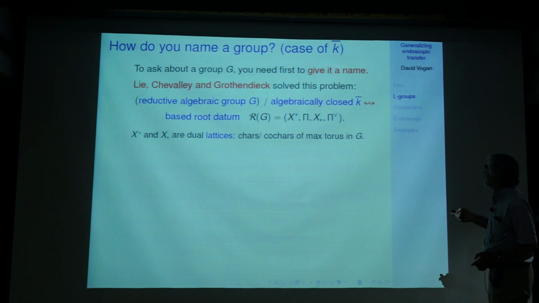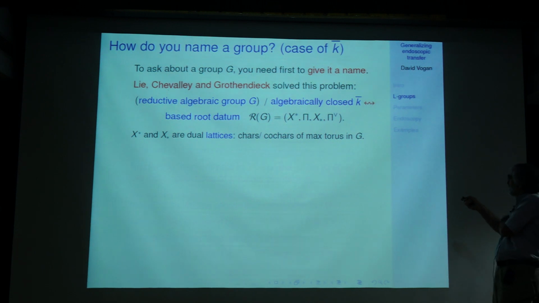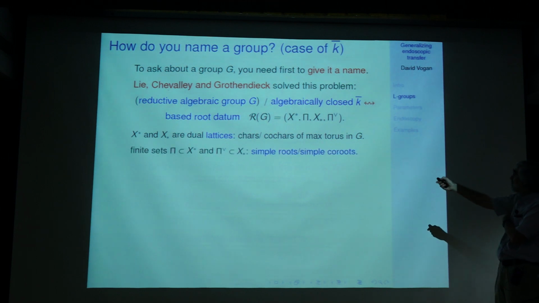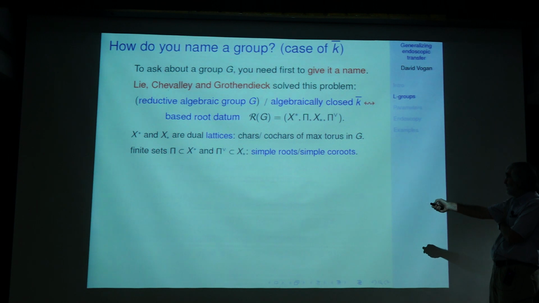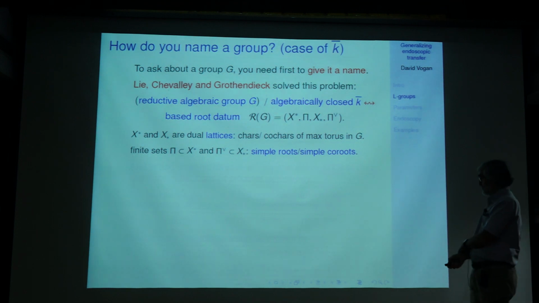You pick a maximal torus in G, and then X upper star is the lattice of characters of that maximal torus. X lower star is the lattice of co-characters. Inside the character lattice, X upper star, is this finite set pi, which is the set of simple roots of G, and inside the co-character lattice is this finite set pi check of simple co-roots.